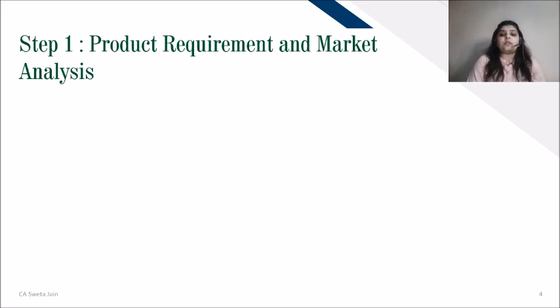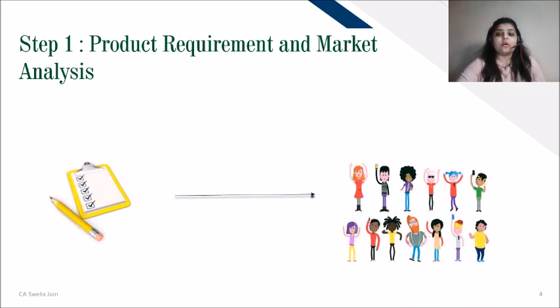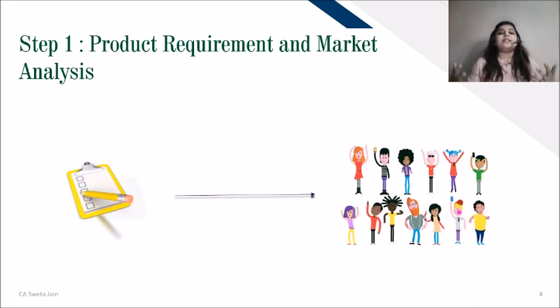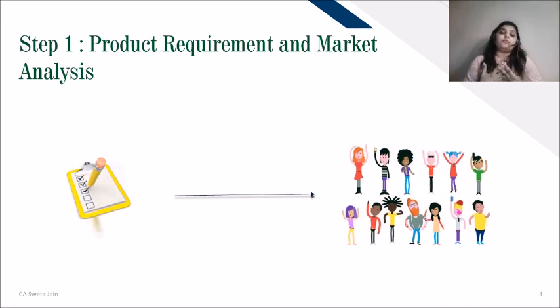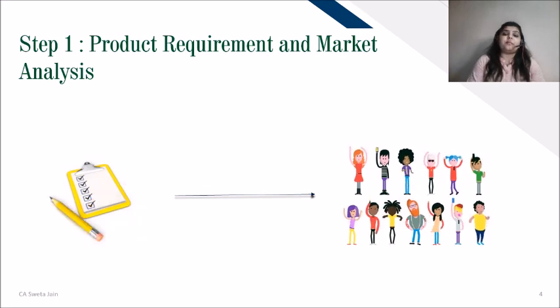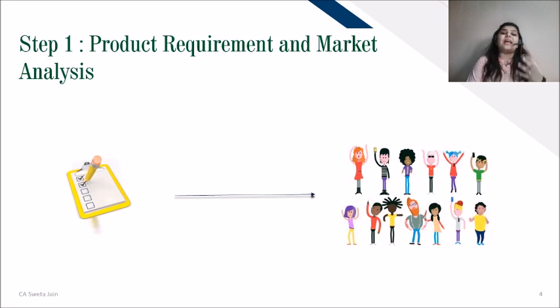First, product requirement and market analysis. What you are going to do? You are going to first go to the market and do a survey. You are going to ask people what kind of product they require, what specification they want the product in, and also you are going to analyze the market demand and at what price.